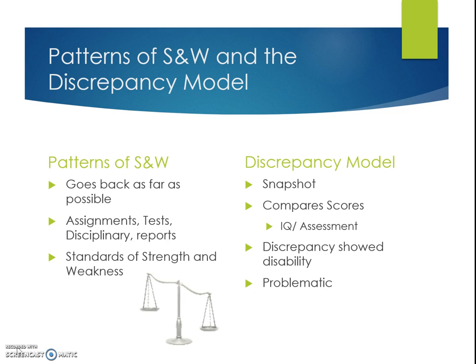The discrepancy model is more of a snapshot of a student's performance during an academic assessment. This compares the IQ score of a student and the academic assessment. A discrepancy is thought to show a disability. However, this can be problematic, as a student could simply be a bad test taker, have visual processing issues, or a whole number of things, which could just be as simple as having a bad day.